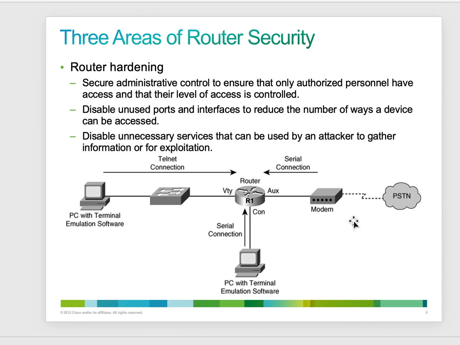Then another thing is to disable any unused ports and interfaces on the router. Any unused port or unused interface has to be disabled. Why? If you do this, it will help you to reduce the number of ways a device can be accessed by an outsider.